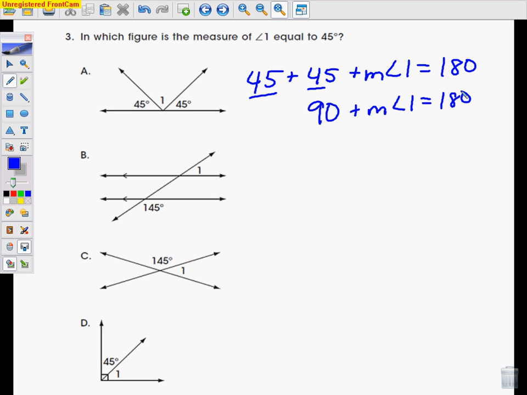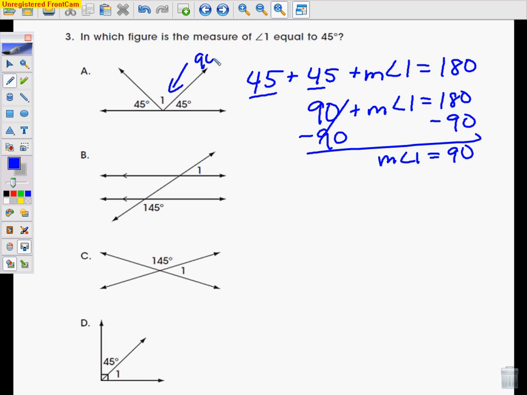And most of you probably could guess that the measure of angle 1 in this case would have to be 90 degrees, because 90 plus 90 would give you 180. But just in case you didn't know that, you can subtract 90 from both sides and say the measure of angle 1 equals 90 degrees. So this is 90. Well, the problem wants us to have 45, so it's not going to be that answer. So A is not it.